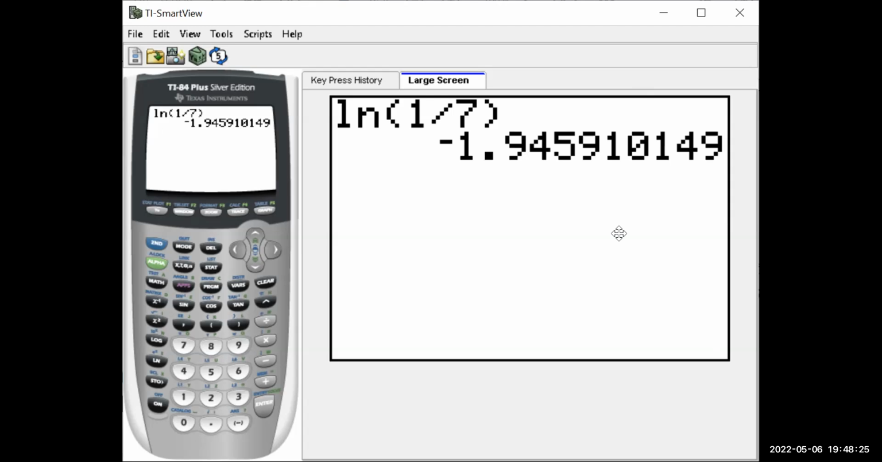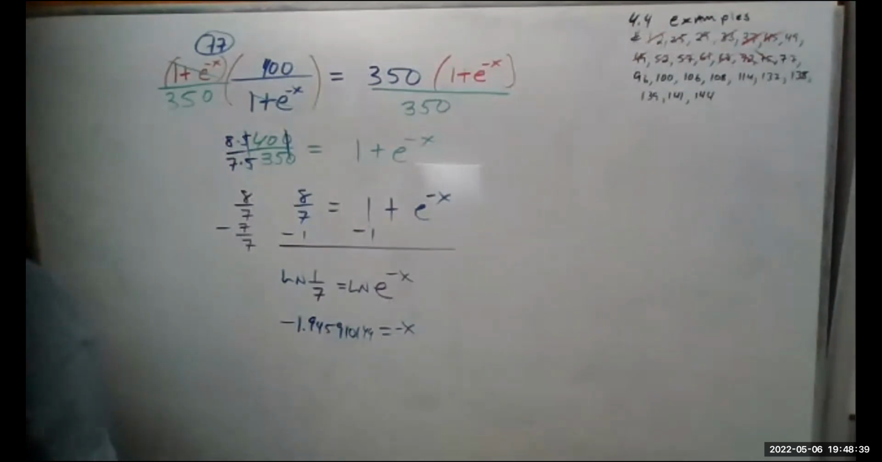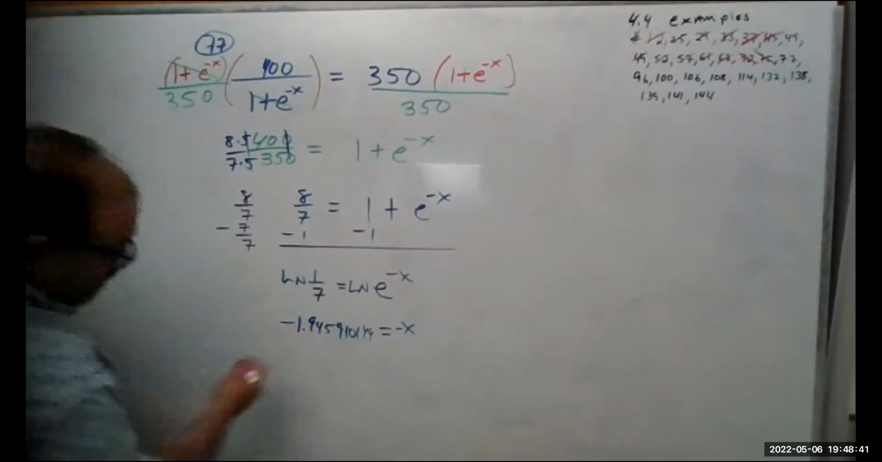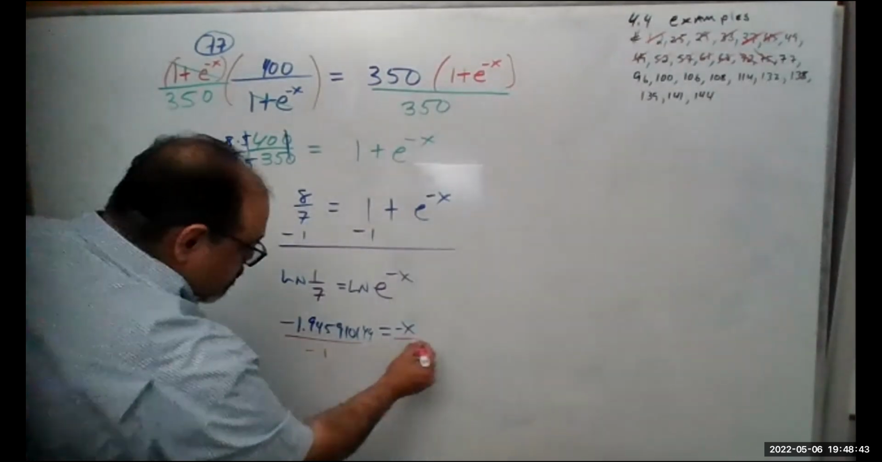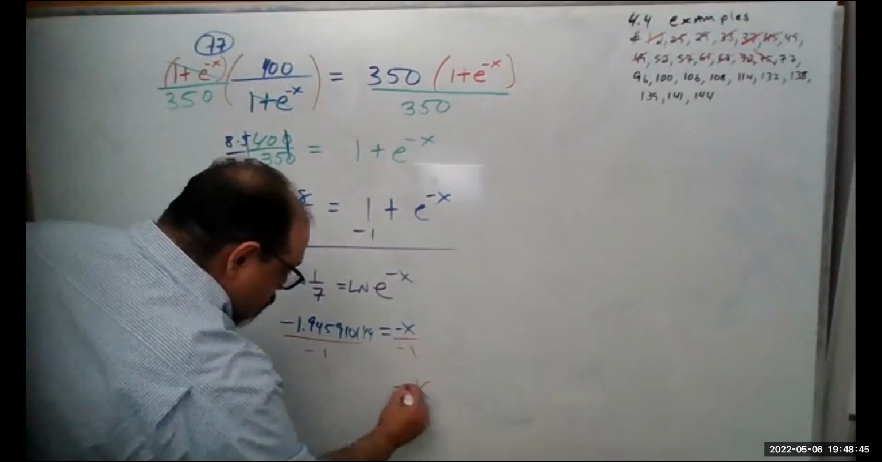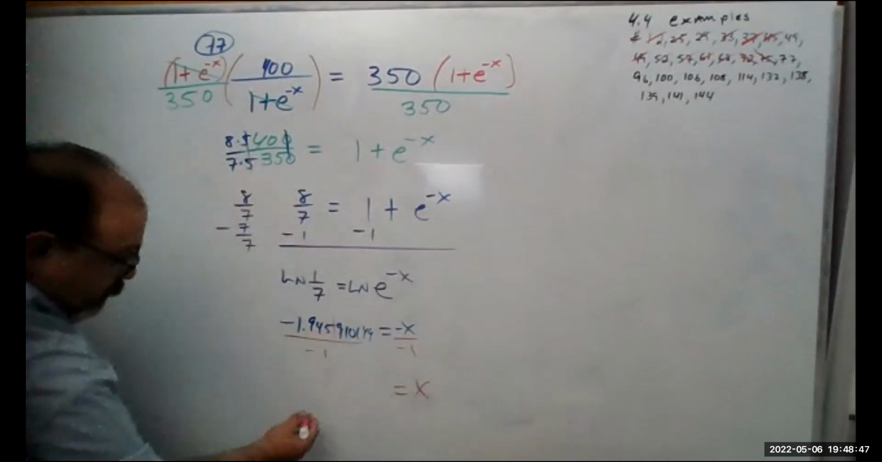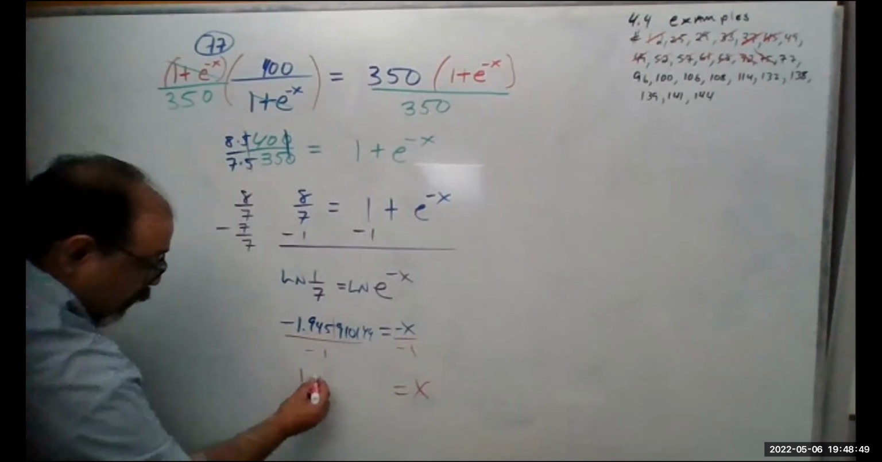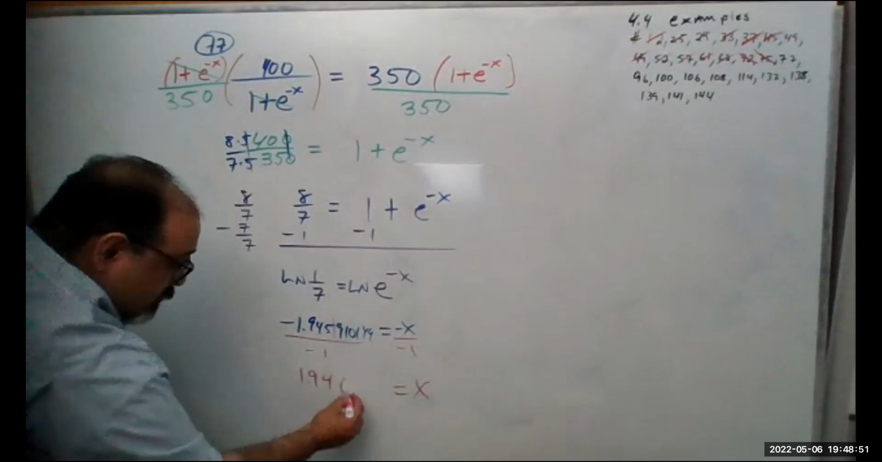1.9459 101. I really need to see somebody about my OCD. 10149, and talking to myself, equals negative x. And then divide both sides by negative 1. So x is equal to, rounding to 3 decimal places, positive 1.946.